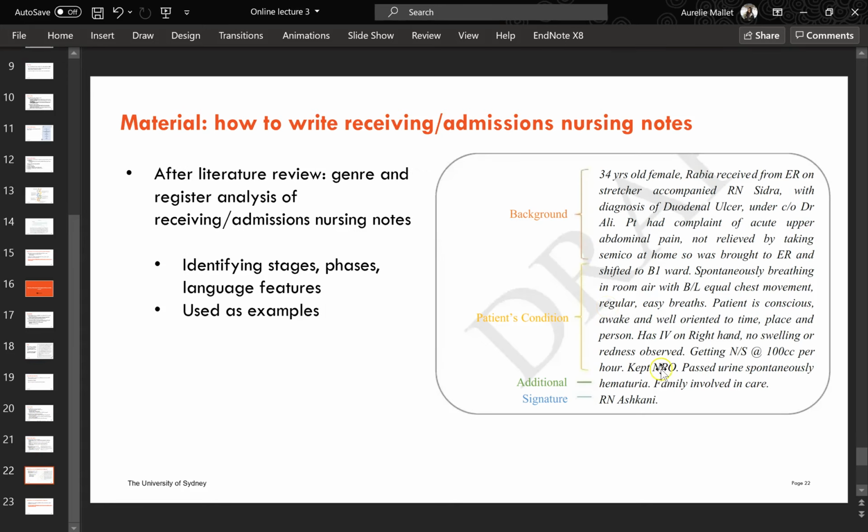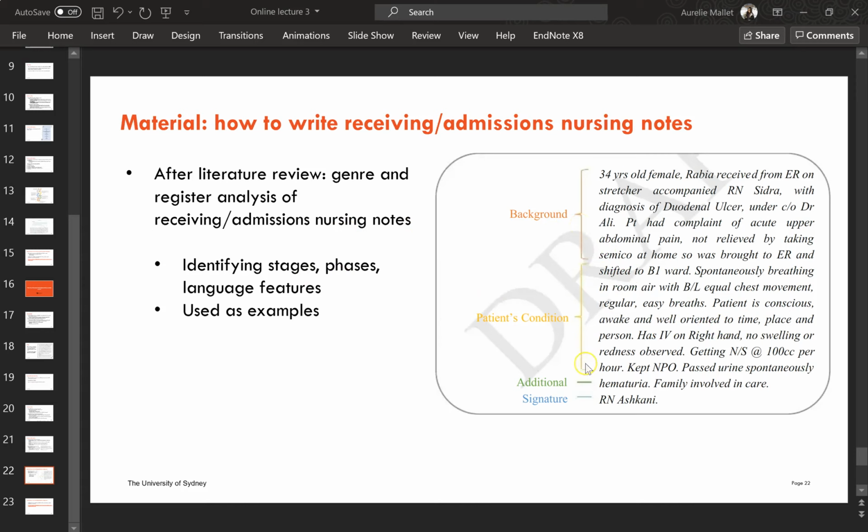So when writing the workbook for the nursing students, they had to have model texts. They had to have actual samples, actual examples of what nurses were actually doing in the real world. And this is one of them. Again, the students of educational linguistics conducted a genre and register analysis. They identified the different stages and phases, and the linguistic features of each stage.